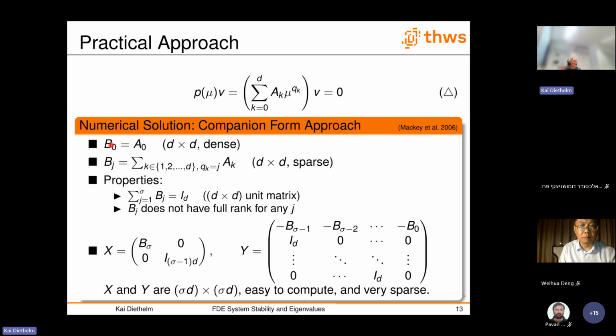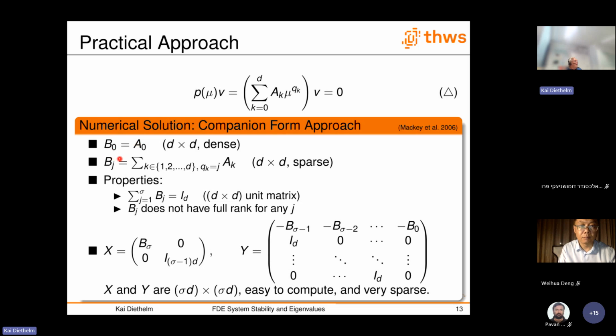As an intermediate result, we compute a matrix B0, which is just A0. So no problem in computing that. That is the negative of our original coefficient matrix. It's a D by D matrix and it's typically dense.